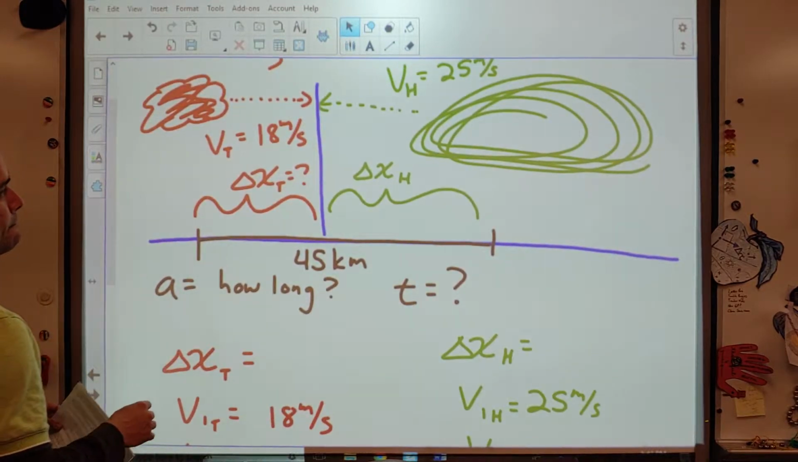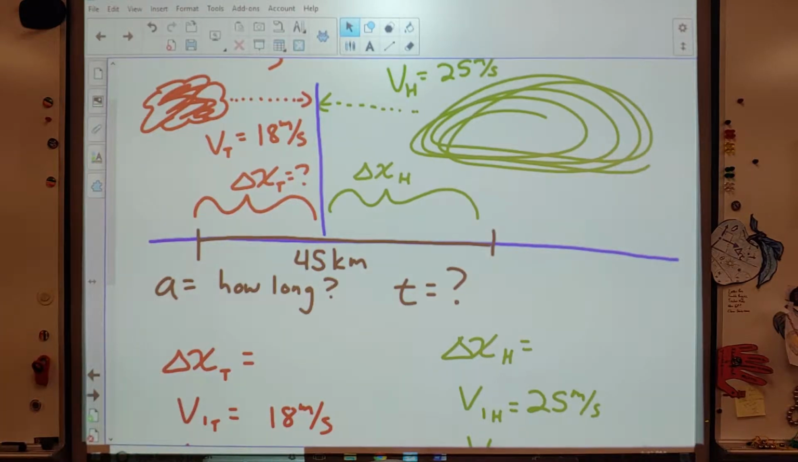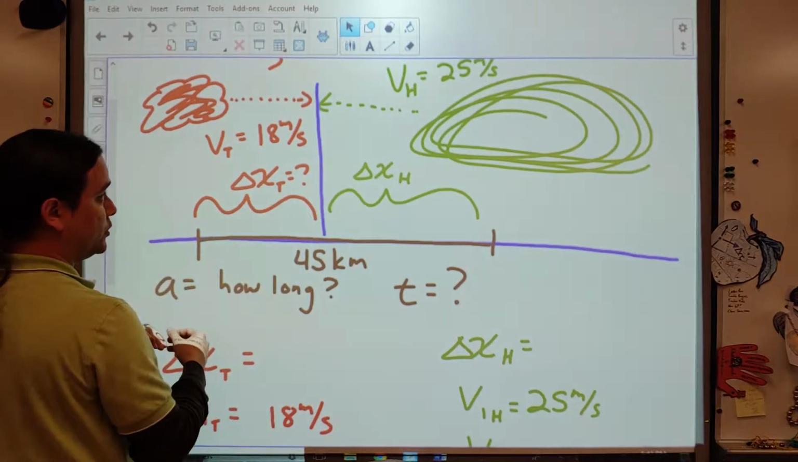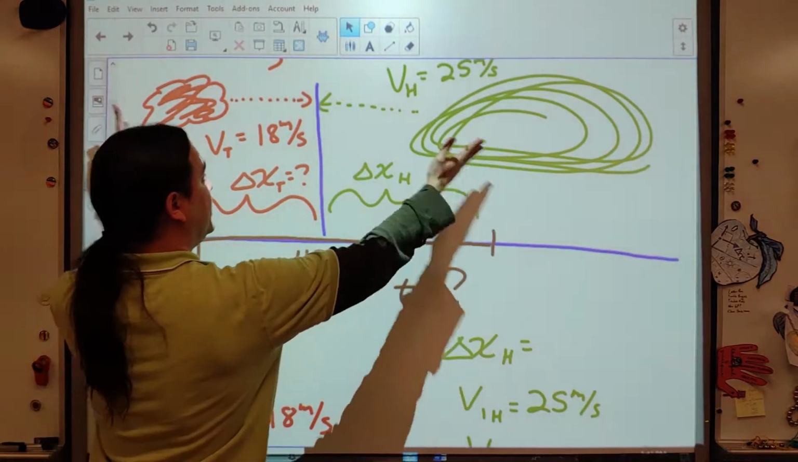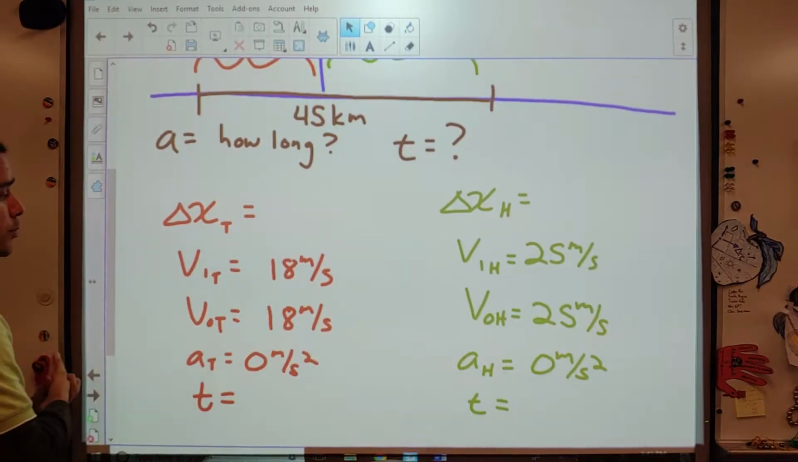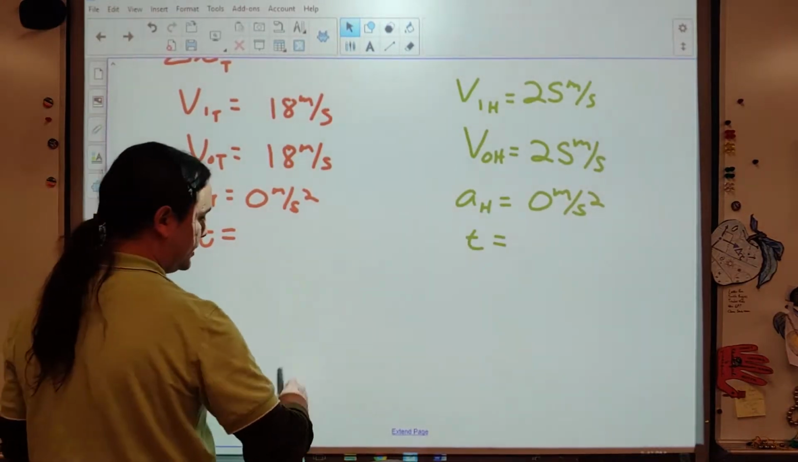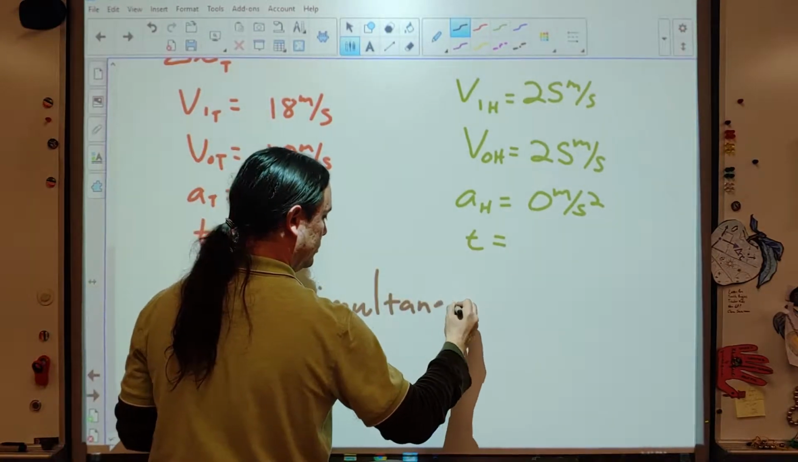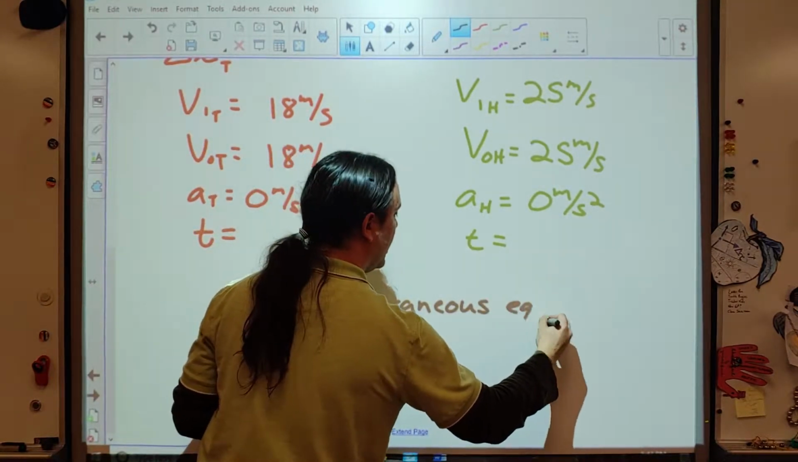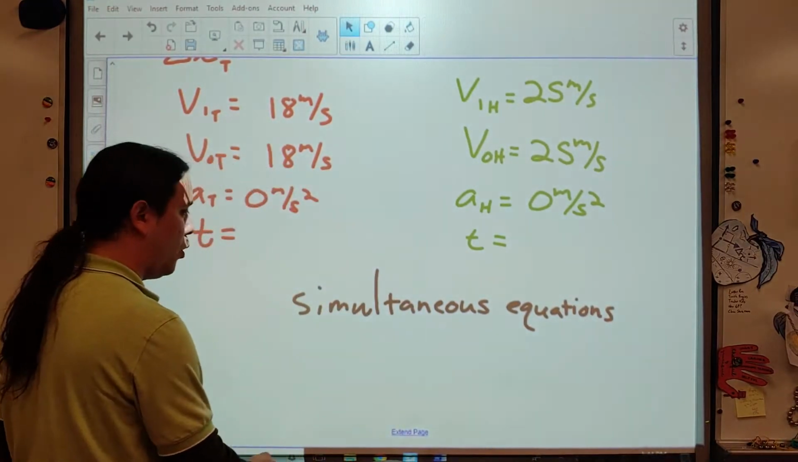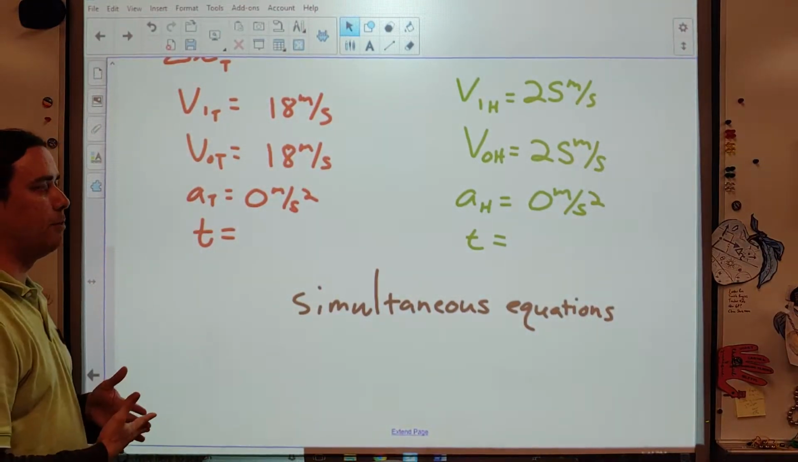Okay, this is all the info we've got. I want to find delta x of the thunderstorm, how far the thunderstorm moves during all of this, and I also want to know when these two are going to collide. This is actually a more complex problem that involves something called simultaneous equations. It means that you've got a bunch of unknowns, and the only way to move forward with them is to actually solve them both at the same time.